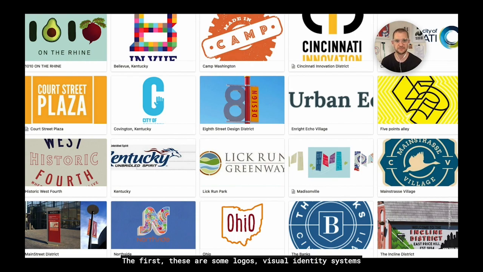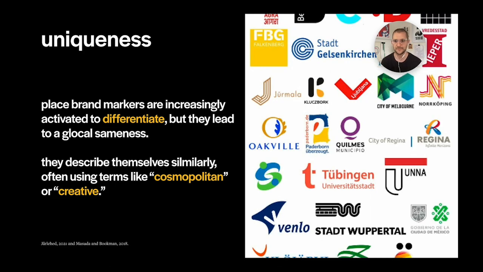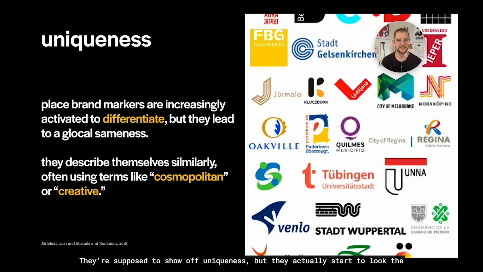But first, these are some logos, visual identity systems for place brands in Cincinnati that I've collected. And one might argue that the designers who develop these in some ways dictate the future of place brands by the language, the names, the colors that they pick. And these place branding exercises happen everywhere from alleys to states. And they're supposed to differentiate, right? They're supposed to show off uniqueness, but they actually start to look the same.